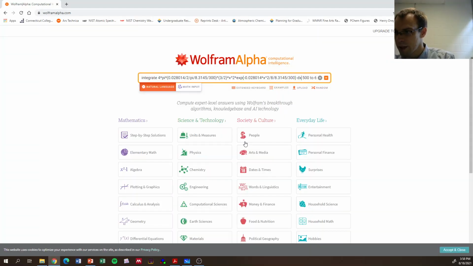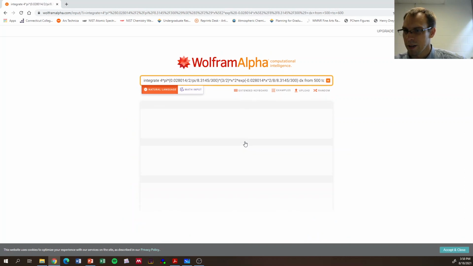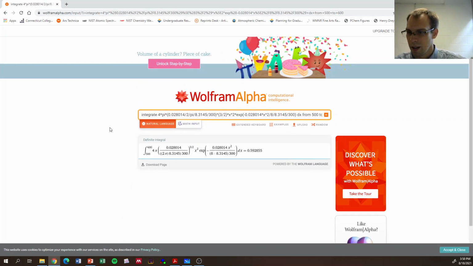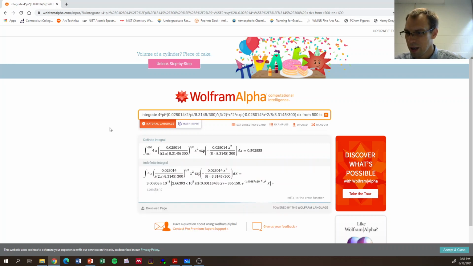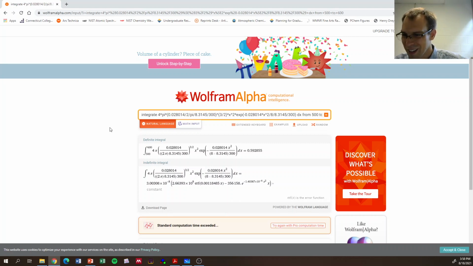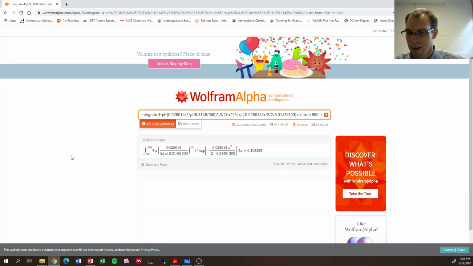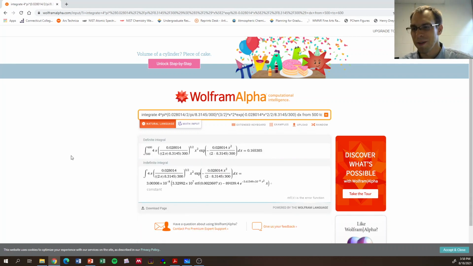All right, and we'll see if I type this all out correctly. Integrate that equation from 500 to 600. Hit enter. It didn't give me any errors, but this is not the answer that I had in my notes here. So let's see if I typed everything out. Oh, that should be a 2. That makes a big difference. Okay, there we go. That matches my notes now.